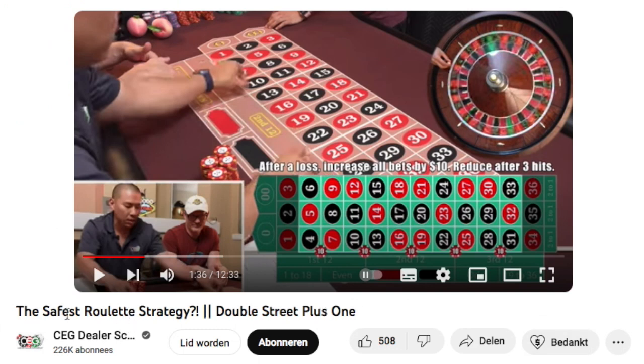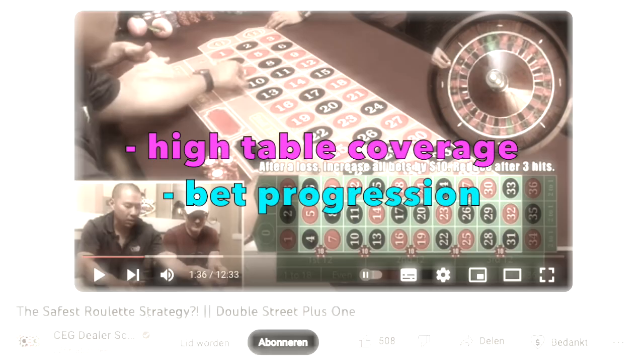Now I want to share some insights about safety, because there are a lot of misconceptions. This person thought, if I use a high table coverage and I calm down with my bet levels and with the bet progression, then I will create a safe roulette system. But that's a misconception. It doesn't work like this.